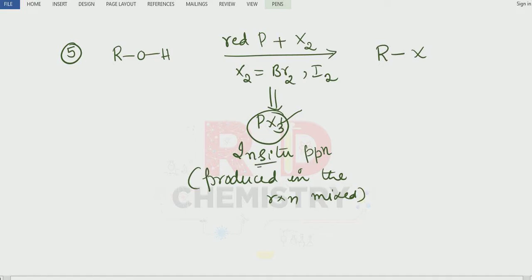So in situ, remember, means two different reagents are mixed to give a particular reagent which will then react with the alcohol. Correct? So RX is nothing but the alkyl halide. Clear? Right?